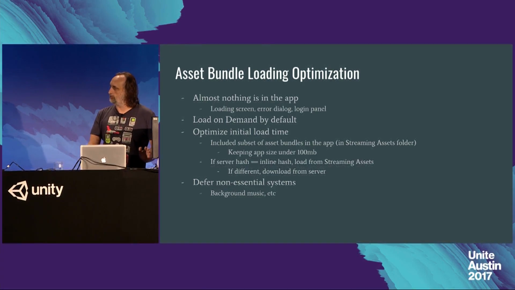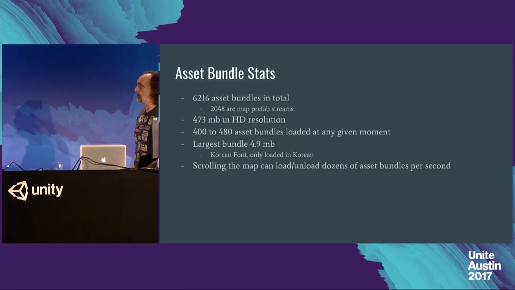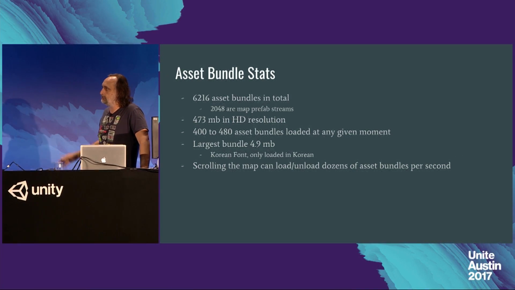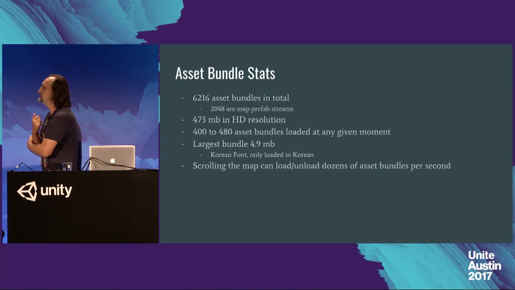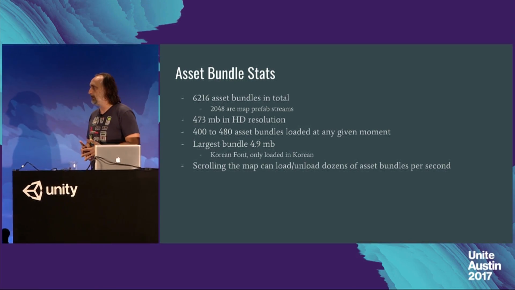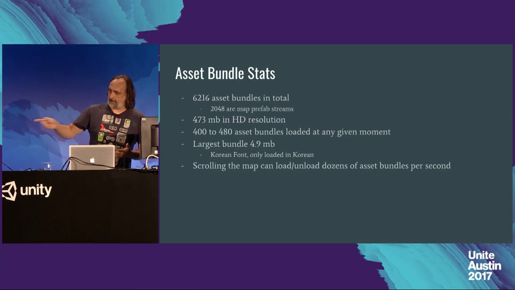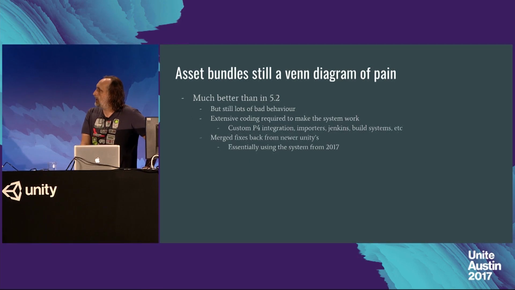We're just loading exactly what we need at any given time to make this as fast as possible. So this game for each detail level has about 6,200 asset bundles, so it's about 12,000 asset bundles in total, which is significantly less than our last game, which has been great. The whole game in HD is about 470 megs, and at any given time we have about 400 asset bundles loaded or so. And when you're scrolling the map around, you're constantly loading and unloading asset bundles, so we're really stressing that system, loading them as fast as possible.